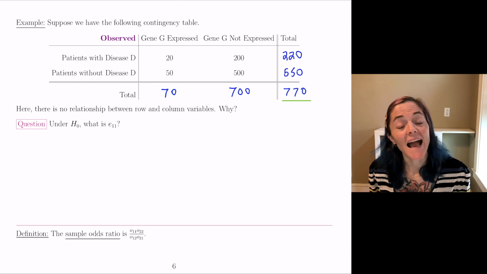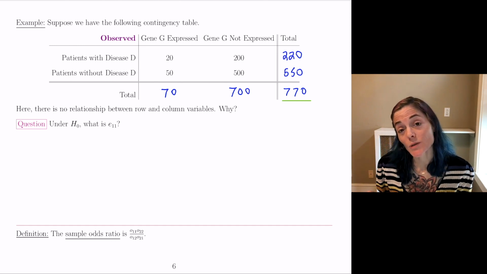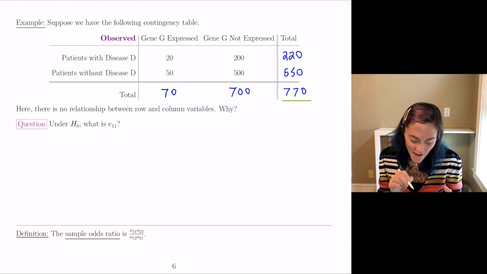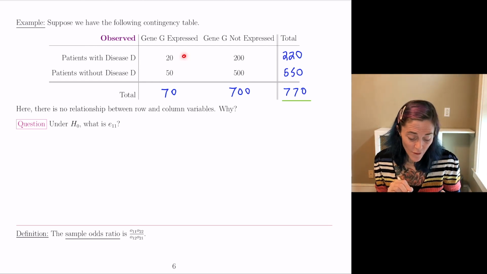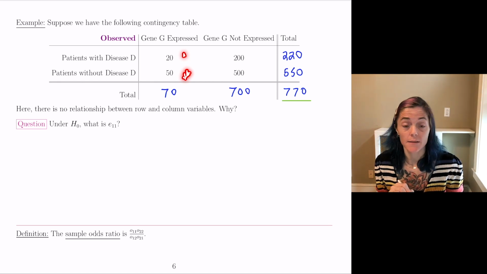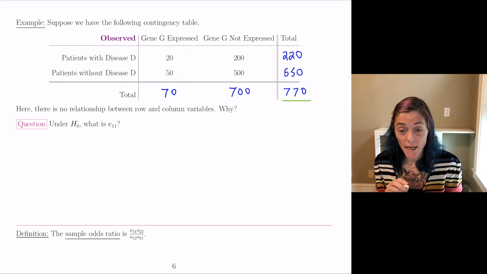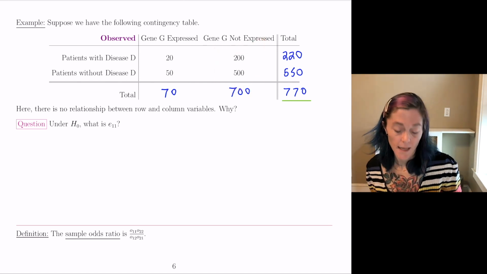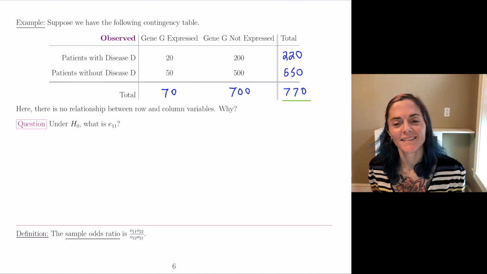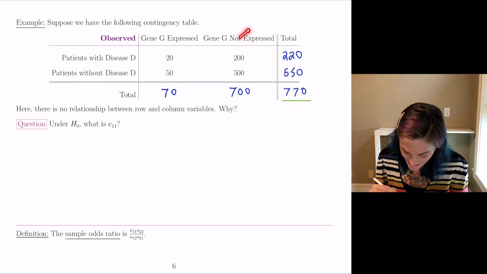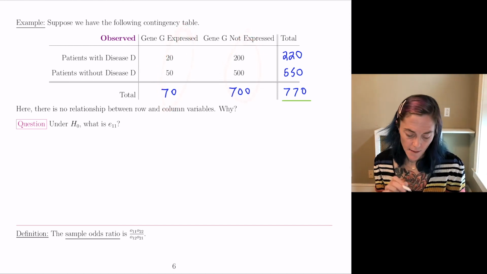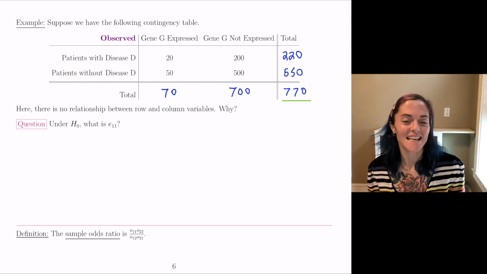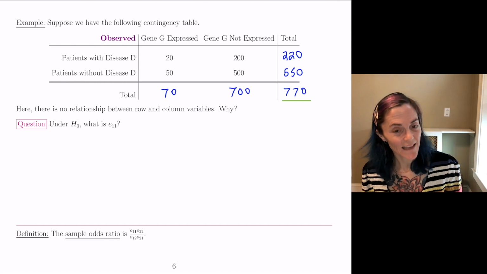Now, I claim there is no relationship between the row and column variables. Why? Well, just staring at this, you see whether or not the patient has the disease, this gene seems to be not expressed in 10 times more people, right? If you take this column, it's 10 times this, and it doesn't really matter whether or not the patient has the disease. But let's put some of the statistics into this.